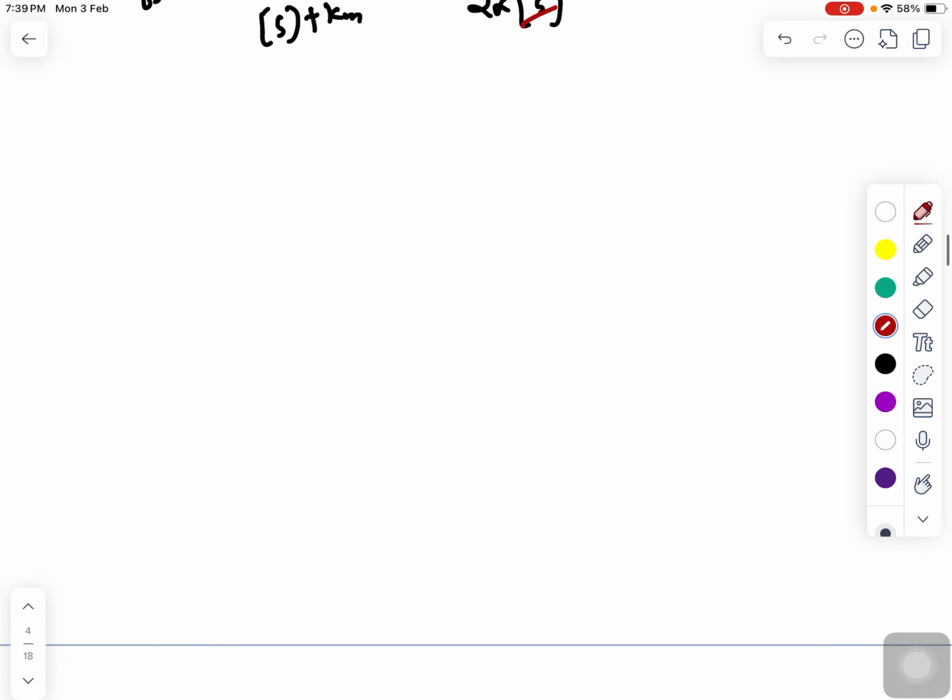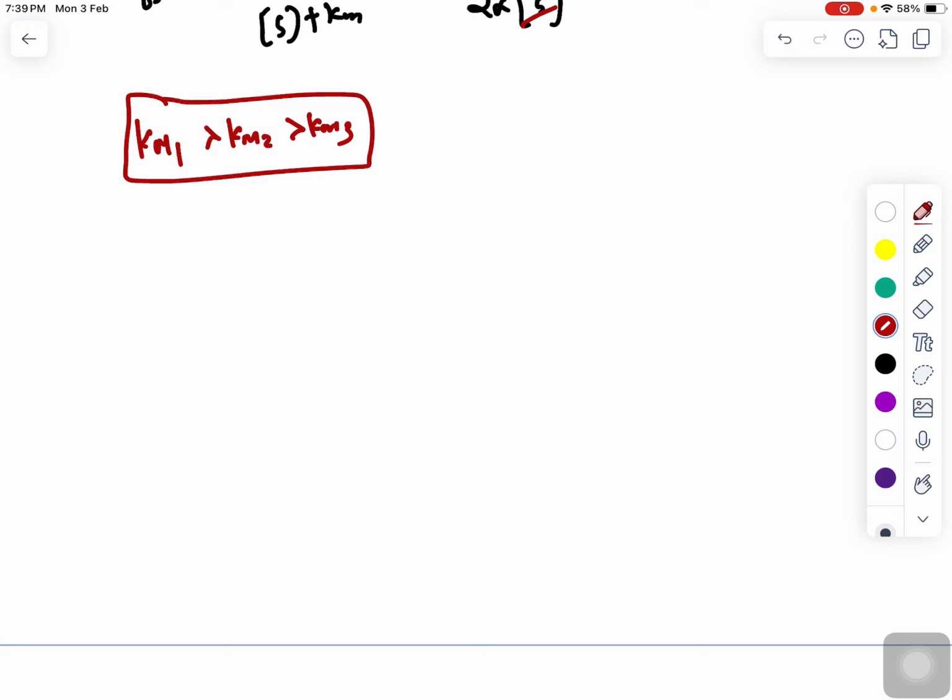So let's say we have three enzyme substrate systems. Let's say you have Km1 is greater than Km2 is greater than Km3. Which substrate will work better? If Km is higher, then you require a higher substrate concentration, right? So the efficiency of the enzyme will be less.